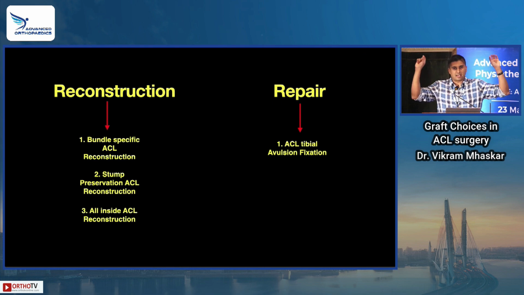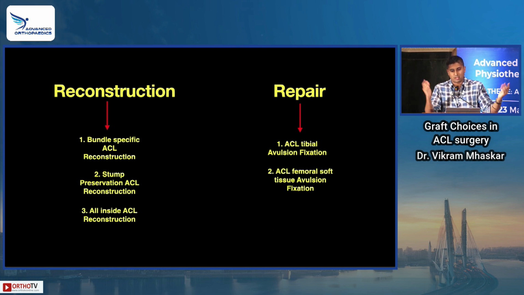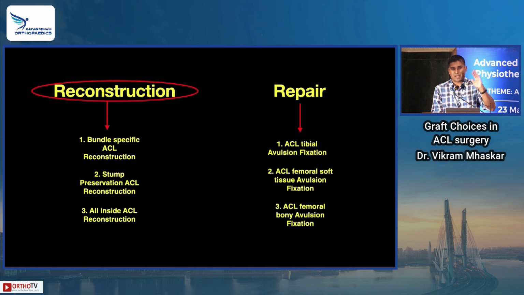Repair again are ACL tibial avulsion fixations, that means ACL coming out of one end. So ACL is like a clothesline, it can come out from either end where it's attached or it can tear in the middle. So when it comes out from one end, the tibial end, it's a tibial fixation or femoral soft tissue avulsion fixation or a bony fixation, all right? This is what you've got. So this is the whole gamut of reconstruction versus repair, and we're going to be talking about reconstruction.